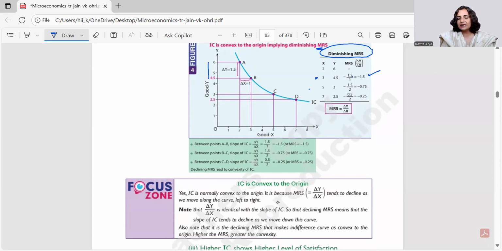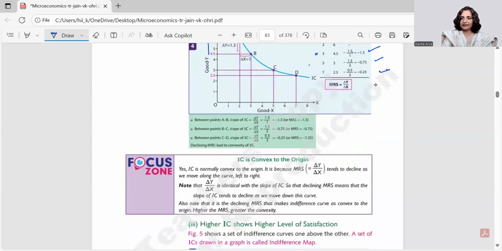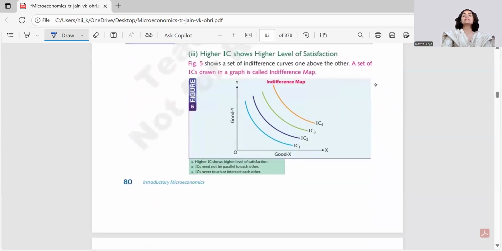Okay, and what's the answer? You would see that MRS is minus 1.5 followed by 0.75 followed by 0.25. So we see exactly the same result once again, that IC is convex because the slope keeps on decreasing. Then, this is a beautiful property, simple and easy to understand. Higher curve gives higher satisfaction.